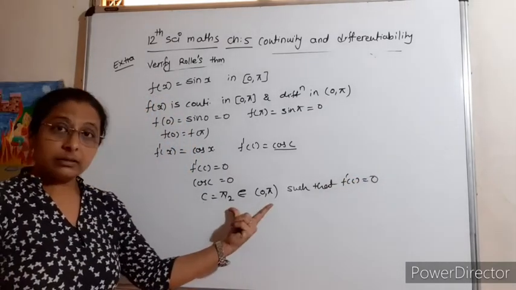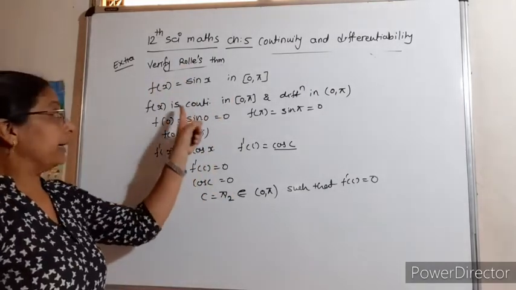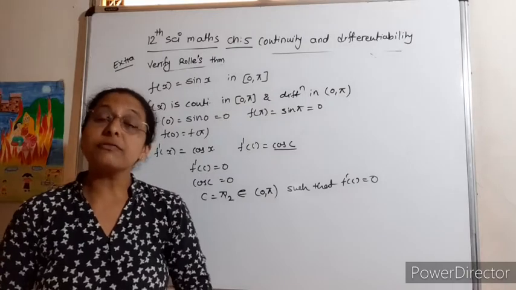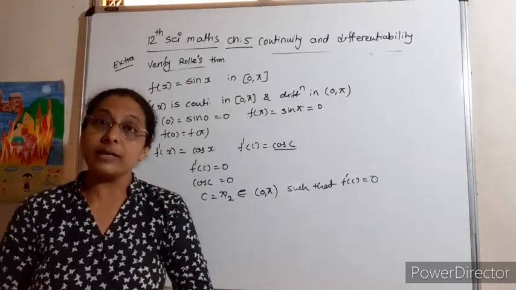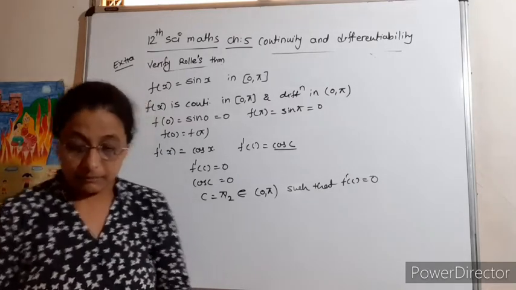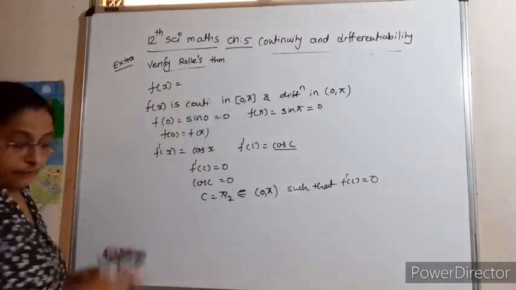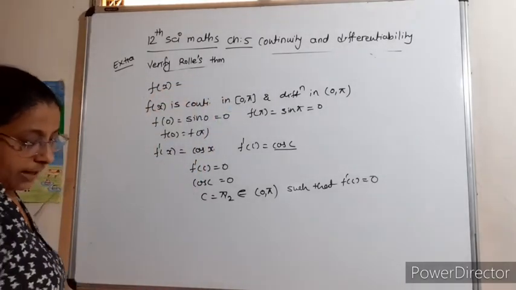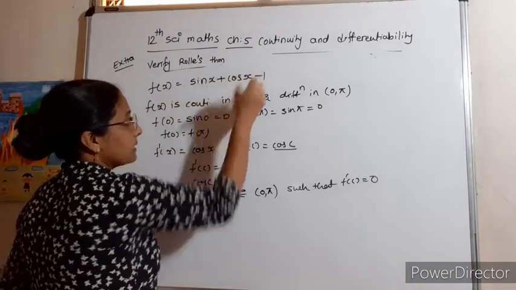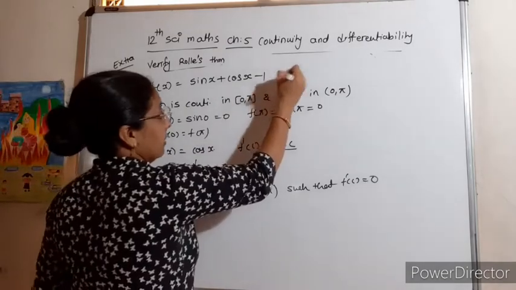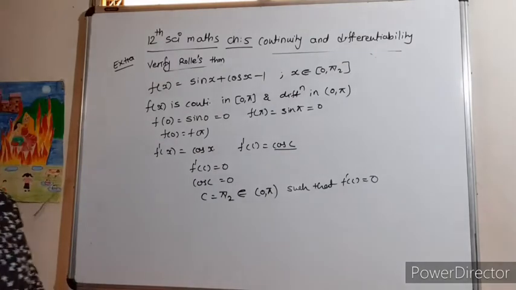You understand that? So here, with the differentiation rules and continuity and differentiability of trigonometric functions, we can verify Rolle's theorem for the trigonometric function also. Same way, if the function is given, f x is equal to sin x plus cos x minus 1, x belongs to 0 to pi by 2, right? If it is given that.